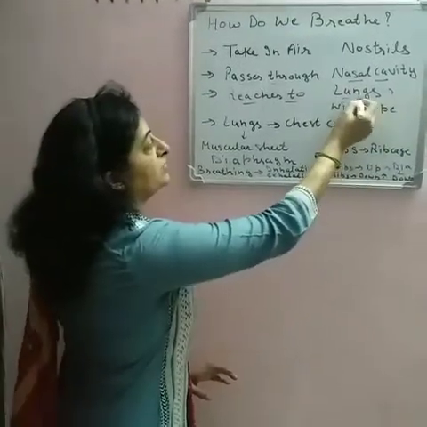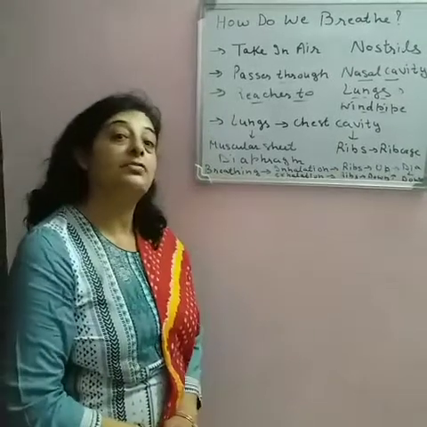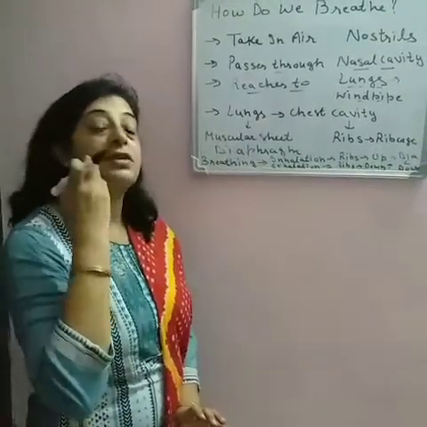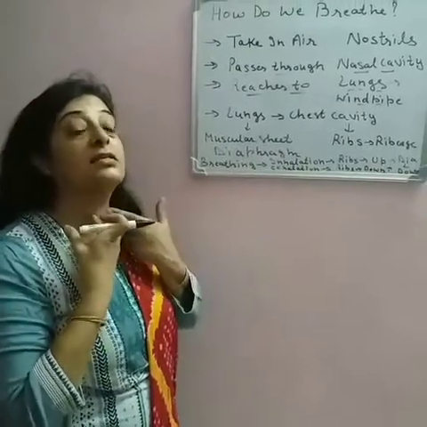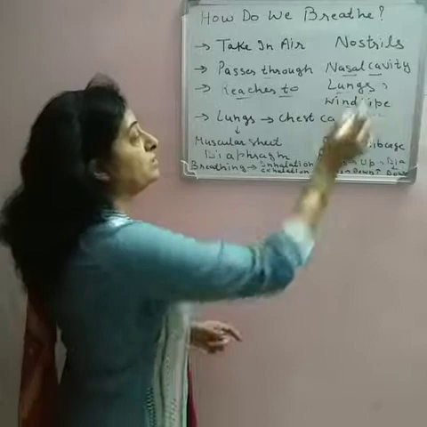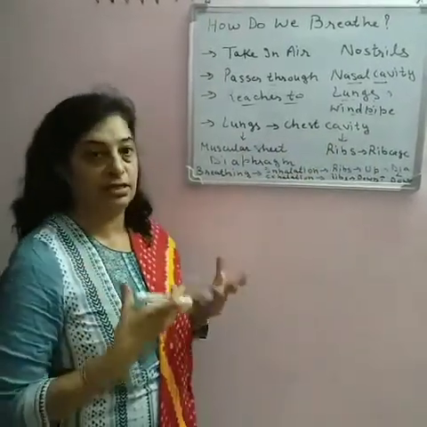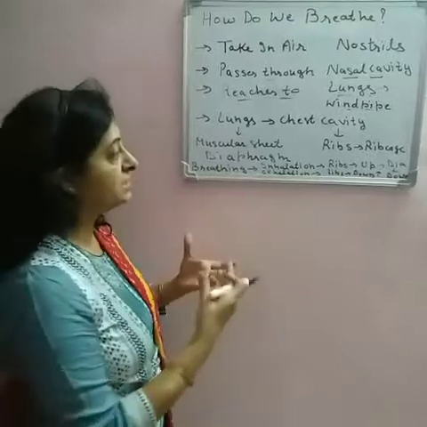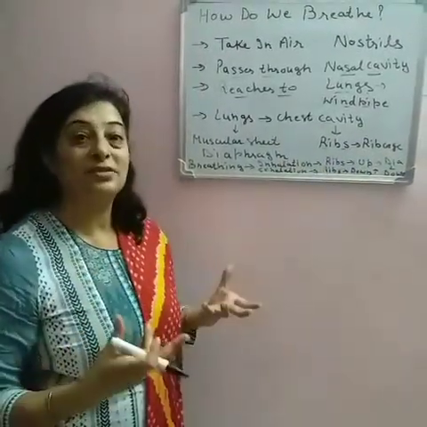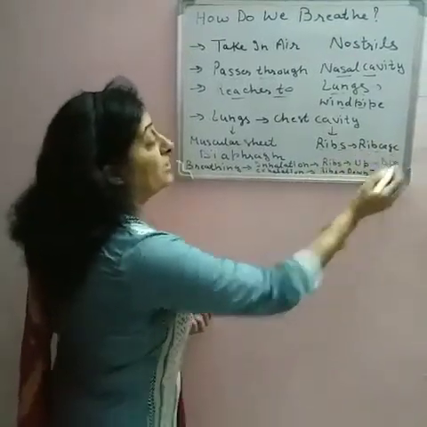First the nostrils, then the nasal cavity, and after that the air passes through the windpipe, or trachea. From the windpipe, it reaches the lungs. Lungs are present in our chest cavity, surrounded by the ribs. They are protected by the ribs, and the ribs form the rib cage.